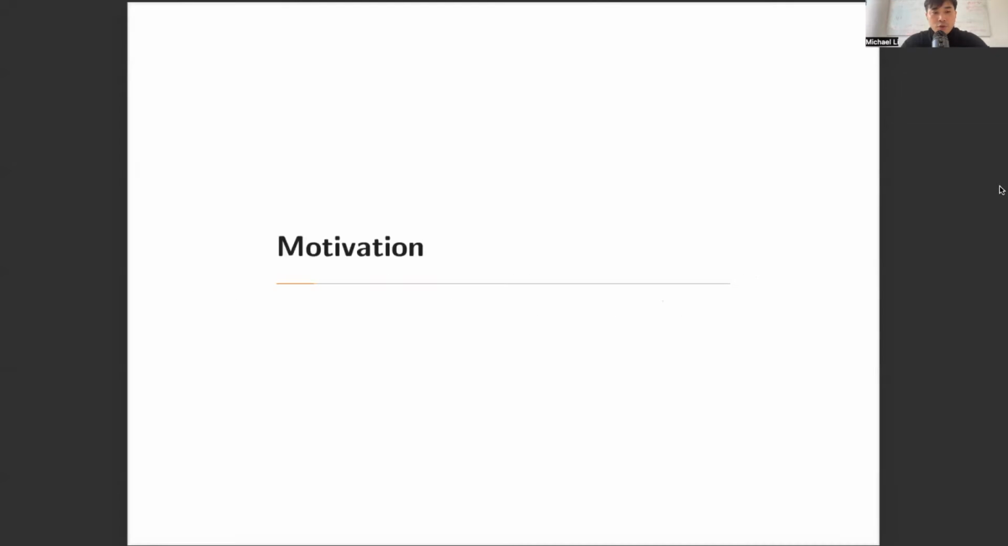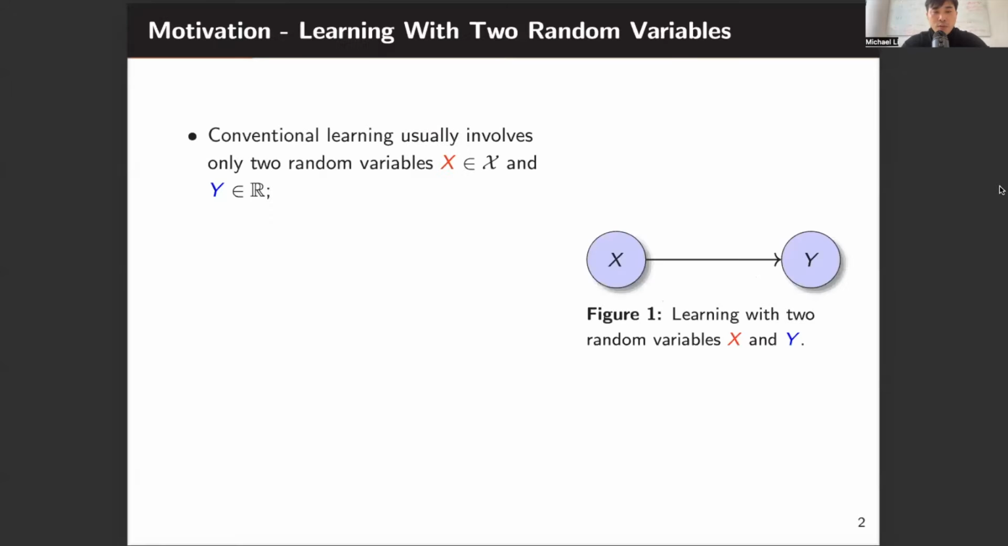I will first introduce our motivation. Our motivation starts with learning in the two random variable setting. In the conventional learning setting, where we are only concerned about random variables x and y, our objective is to learn the relationship between y and x, which is our target function here, f_{y|x}. This is nothing but the conditional mean of y given x evaluated at any point x.